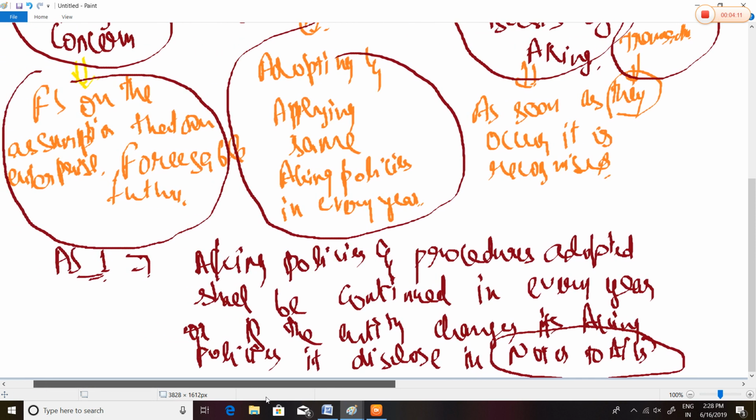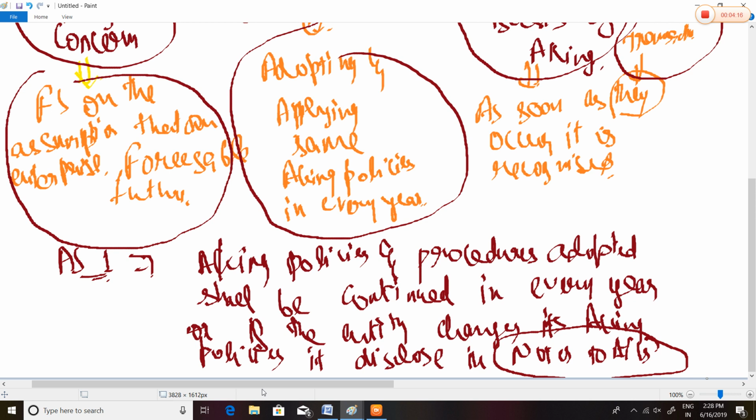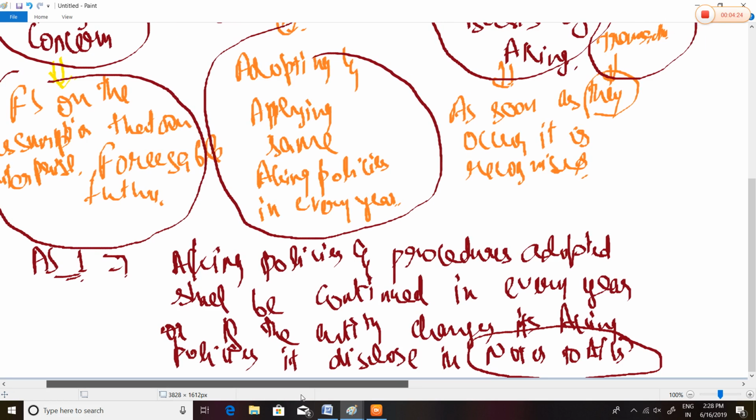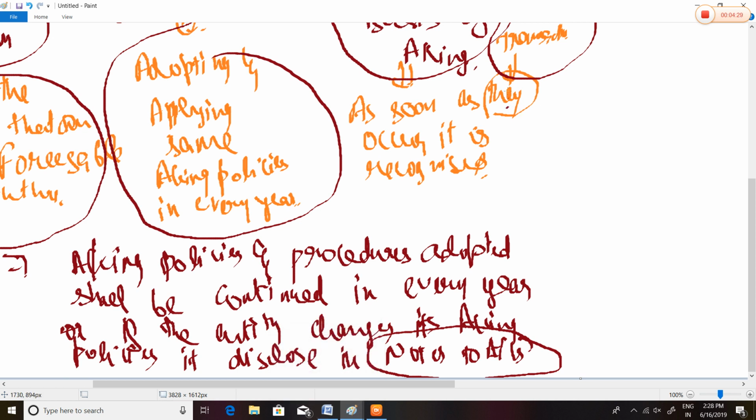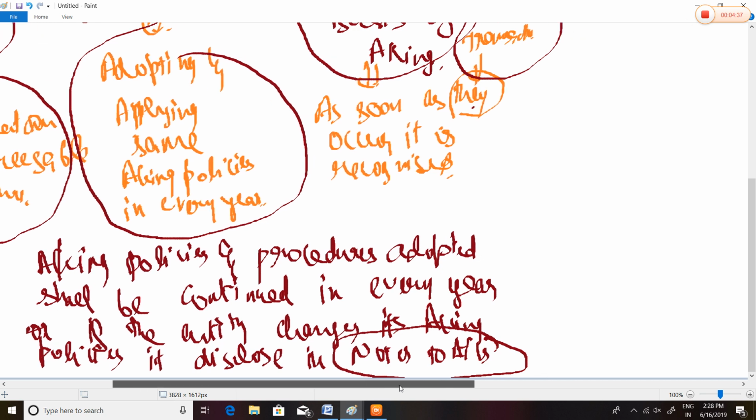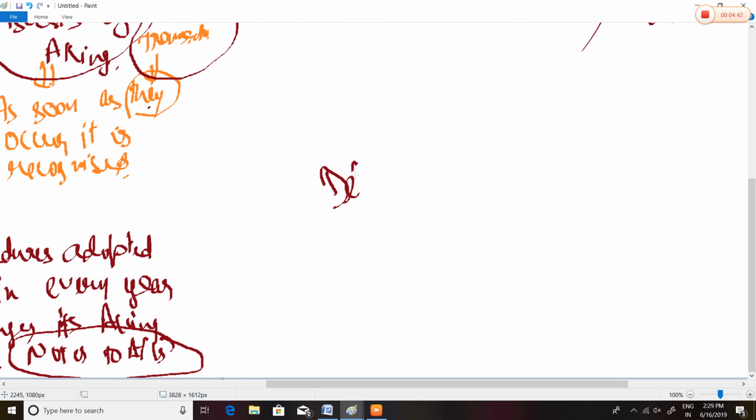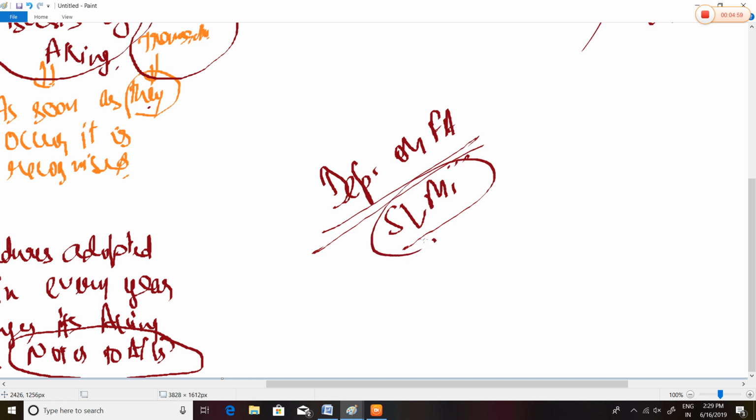Next point, what does it say? AS1 says that any accounting policies and procedures adopted shall be continued in every year, or if the entity changes its accounting policies or the procedures adopted, it has to disclose it in the notes to accounts. For example, if depreciation on fixed assets is being charged by the entity on the basis of SLM, that is the straight line method, and the company wishes to change from SLM to WDV, then the company has to make a disclosure in the notes to accounts for the same.